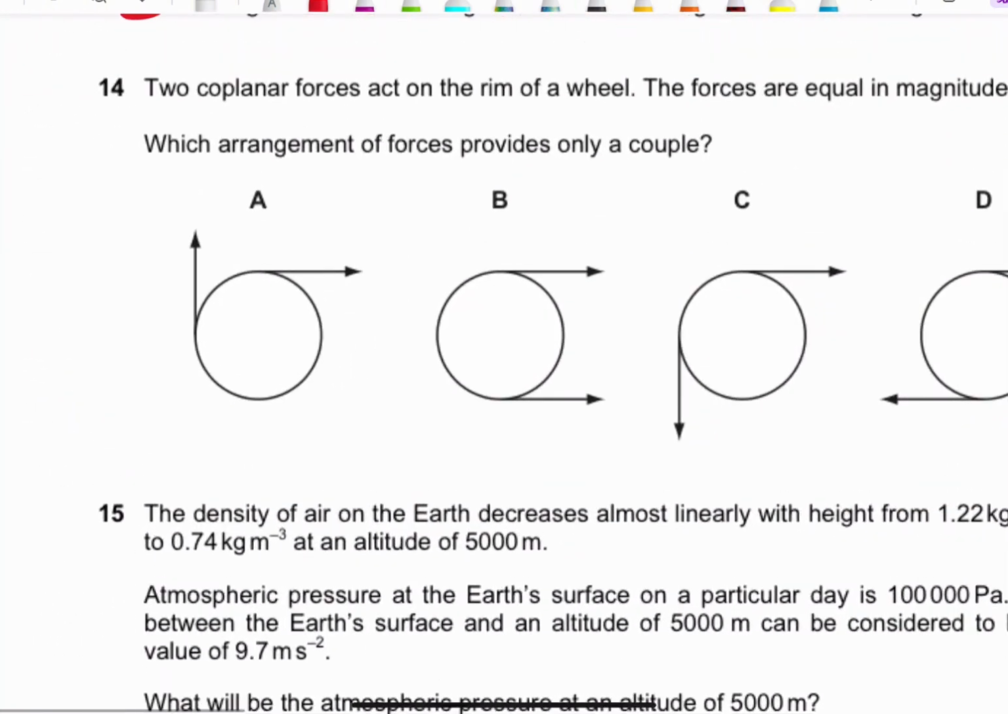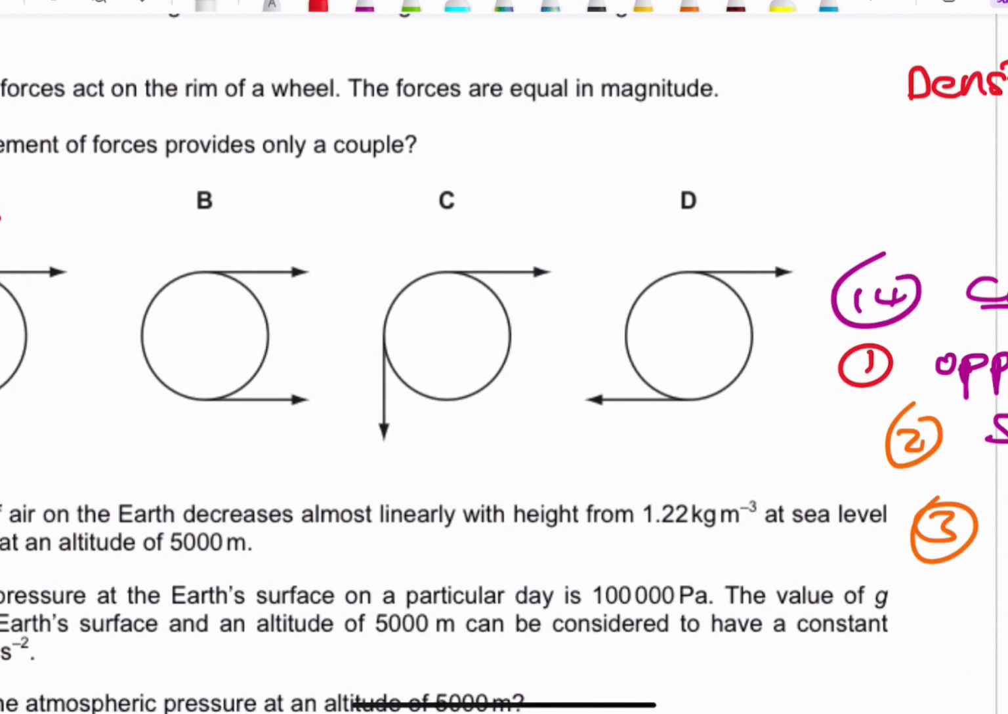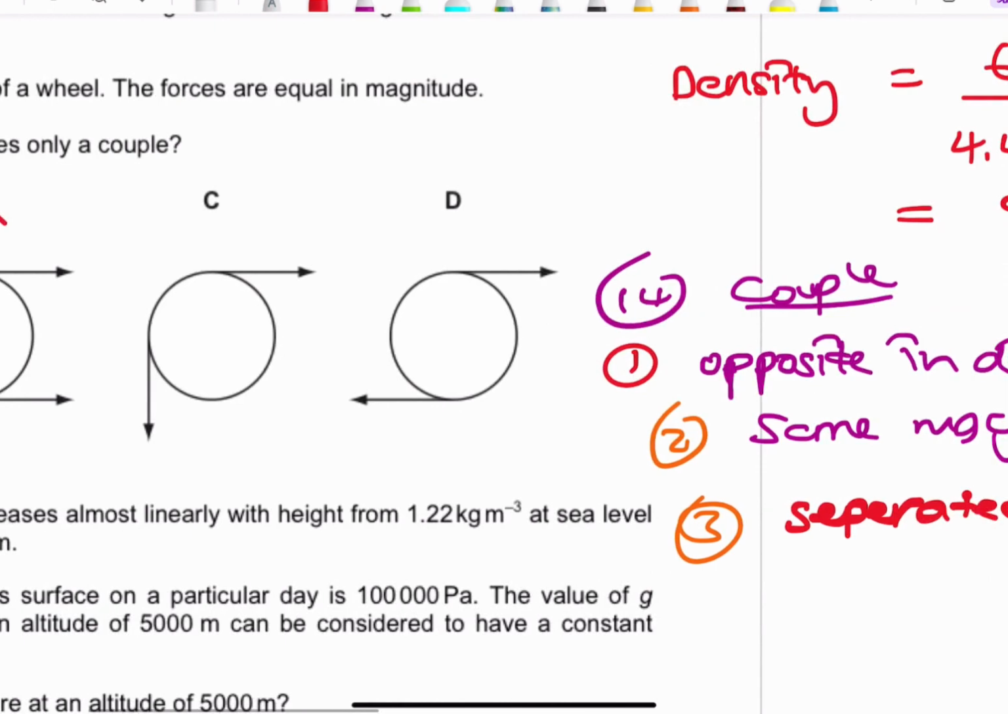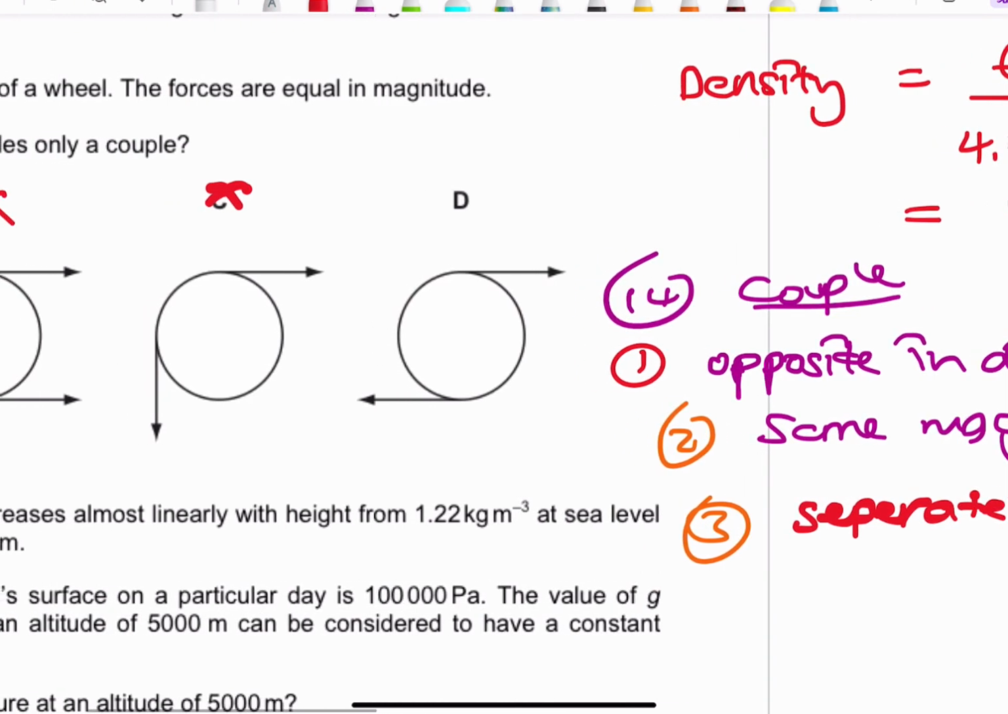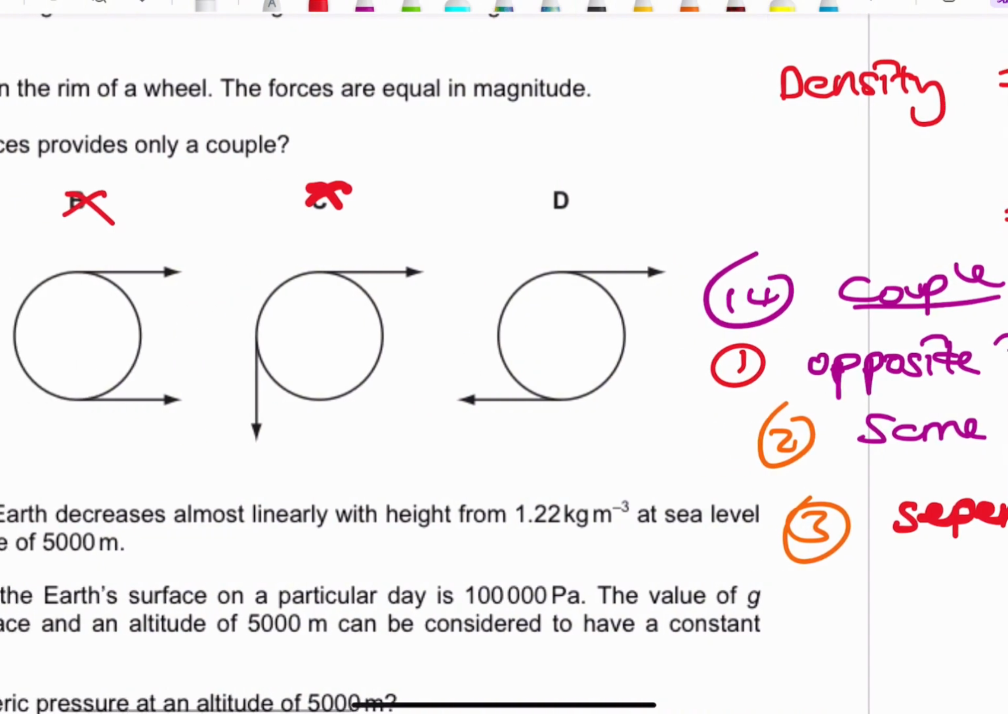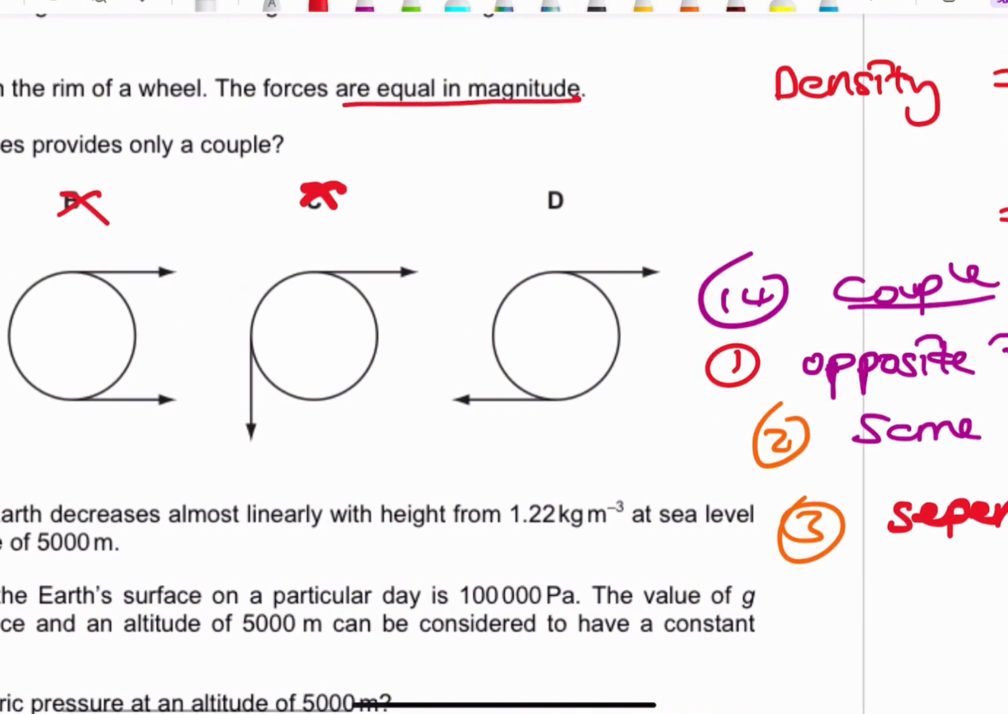So let's start with A. Are they opposite in direction? They're not. One is up, one is down, so it can't be A. B, same direction, so it can't be B. With C, one is down, one is flat, it can't be C. With D, are they opposite in direction? They are. Same magnitude, they pretty much look as if they are because we've been told that they're equal in magnitude.